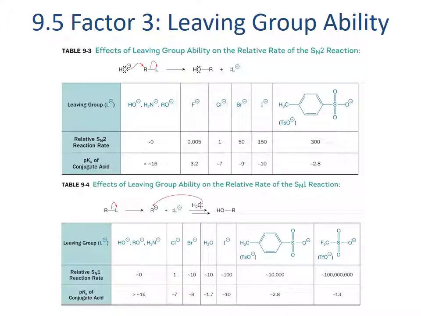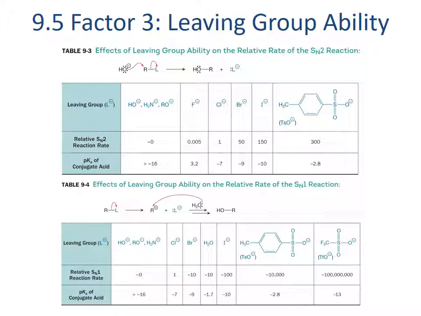Leaving group ability also plays an enormous role in the mechanism of a reaction. The more stable a leaving group is on its own, the faster the reaction will occur. Remember that leaving groups are a factor for both unimolecular and bimolecular reactions. However, for unimolecular reactions, the leaving group is much more important since these reactions aren't affected at all by a nucleophile and are going to form most of the shape of the reaction energy coordinate diagram on their own.